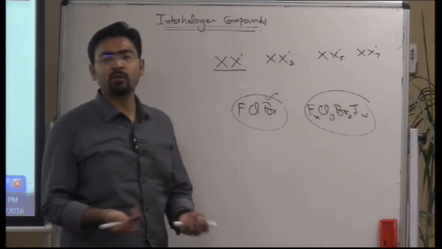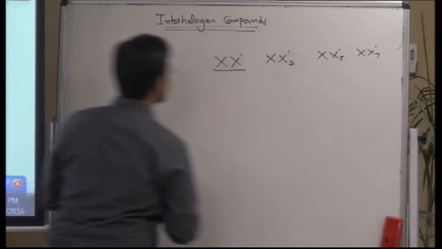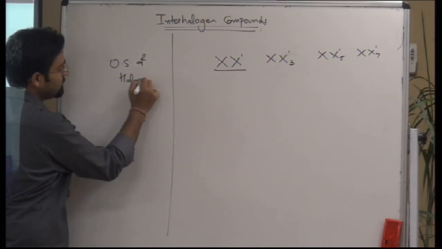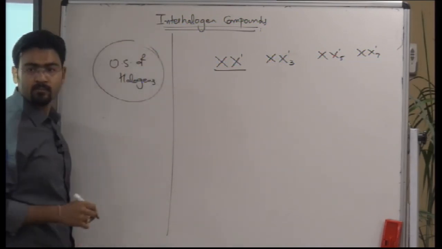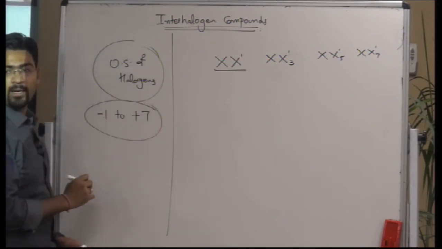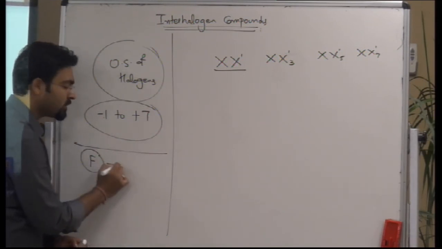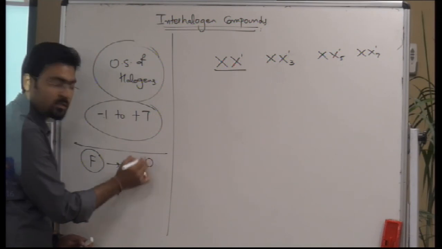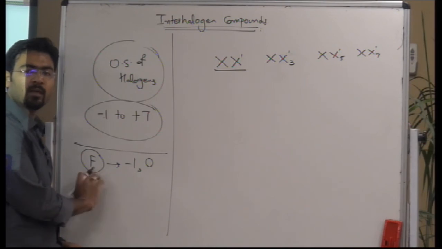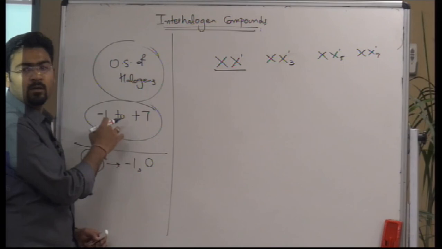This is dependent on their oxidation state range. What is the range of oxidation state of halogens? -1 to +7. This is except fluorine, because in fluorine the oxidation state can only be either -1 or 0. In any of its compounds it will always be -1. In its pure form, it will be 0. That's it. But for other halogens, it will be -1 to +7.